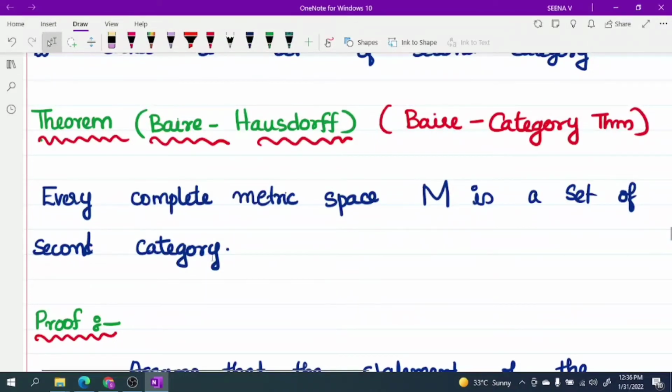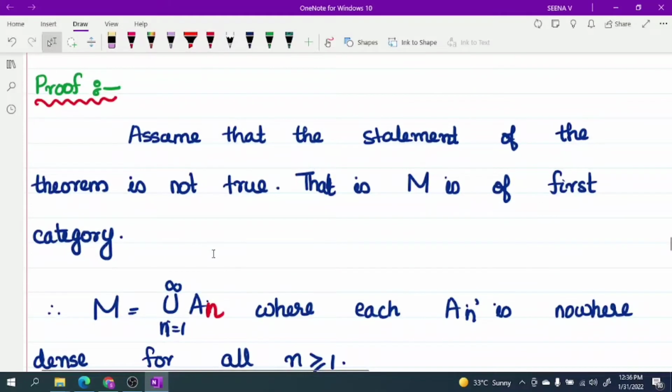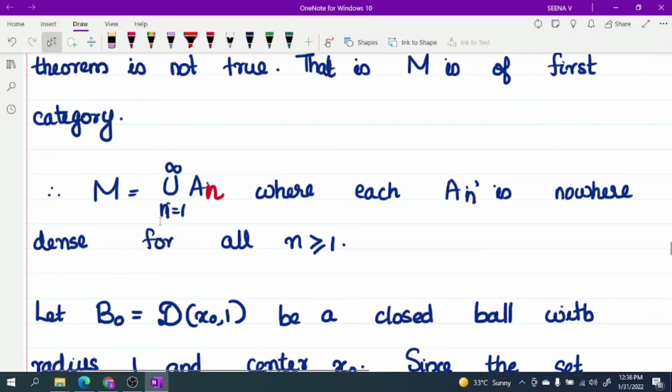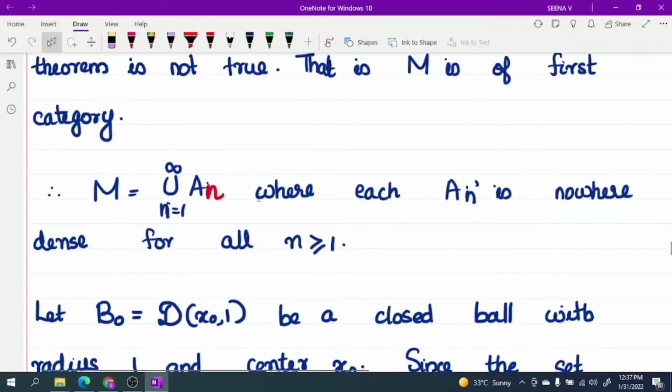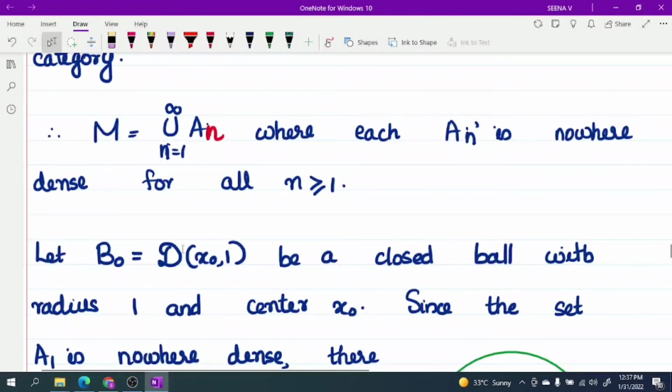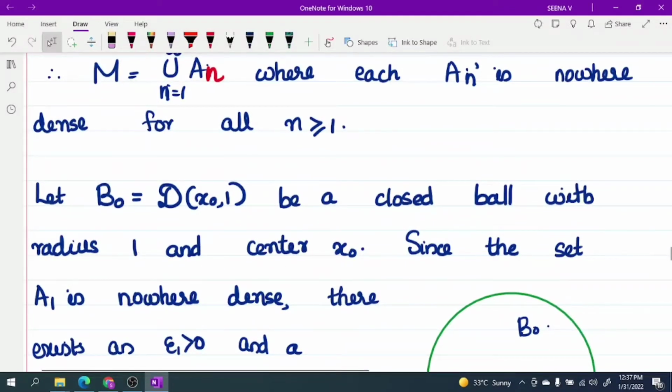For this, we assume that M is not of second category. That is, M is of first category. That is, M equals the union over n from 1 to infinity of An, where the An are nowhere dense. Now we choose B0 equals closed ball D(x0, 1), a closed ball with radius 1 and center at x0. Clear?